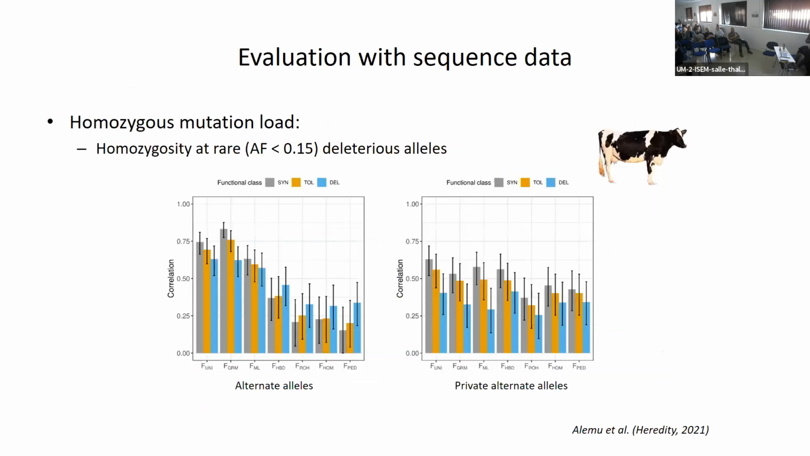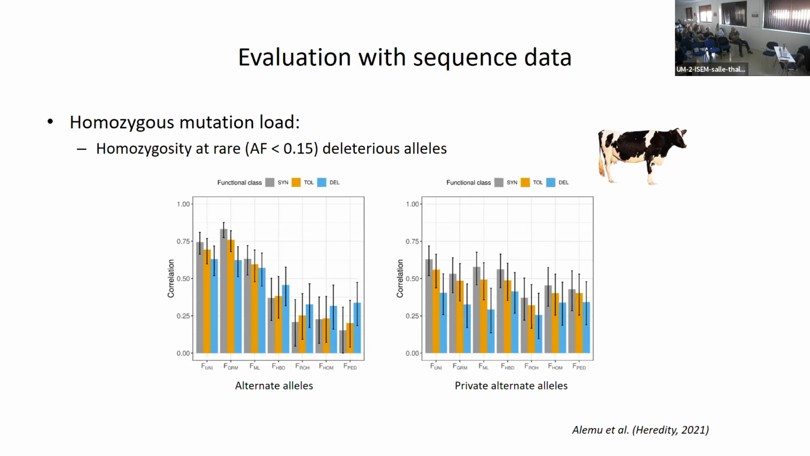So in the same study, we also looked at which is the best method to capture homozygous mutation load. So this is the homozygosity at rare alleles. So it's to mimic recessive deleterious alleles. And so we compared for alternative and private alleles again, for different functional classes, here it's always the same allele frequency. Synonymous variants in gray, tolerated variants, missense variants in orange, and deleterious variants in blue.